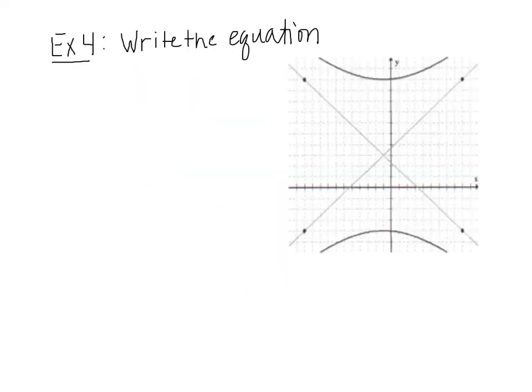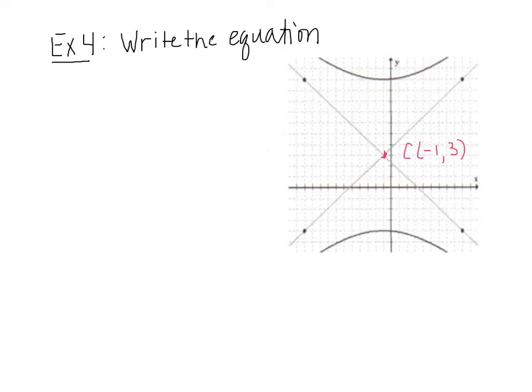Alright, for this next example we're going to work backwards. So we're given the graph and now we want to write the equation. Alright, well to do this, the first thing that you're going to do is write down what your center is. Okay, so our center is right here. And that's -1, 1, 2, 3. So our center is at -1, 3.